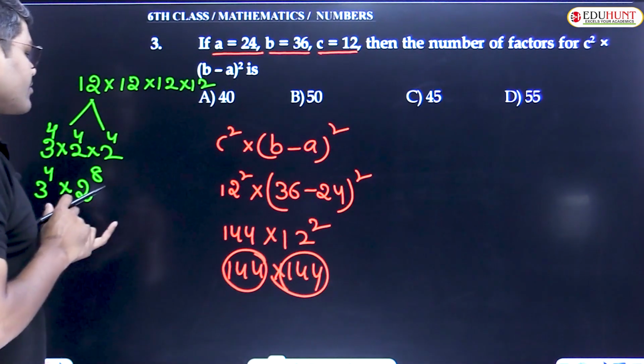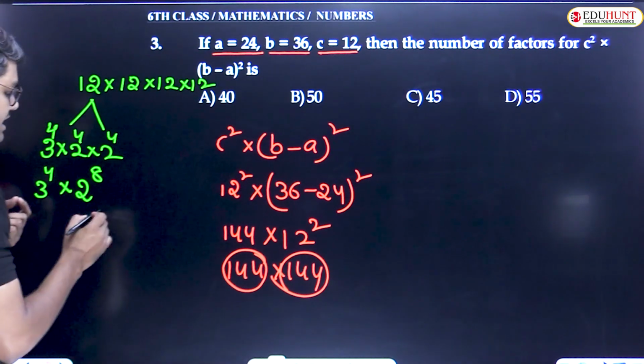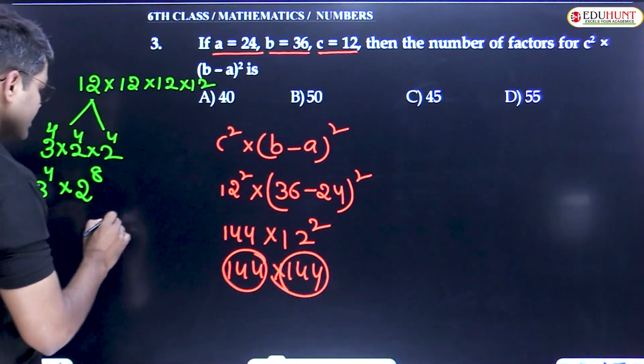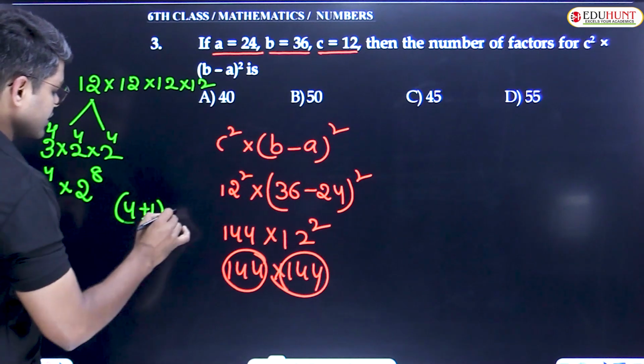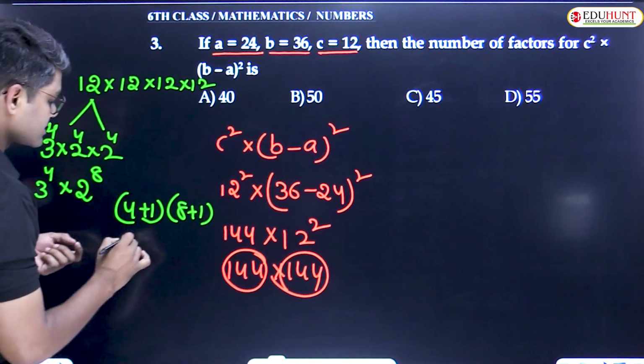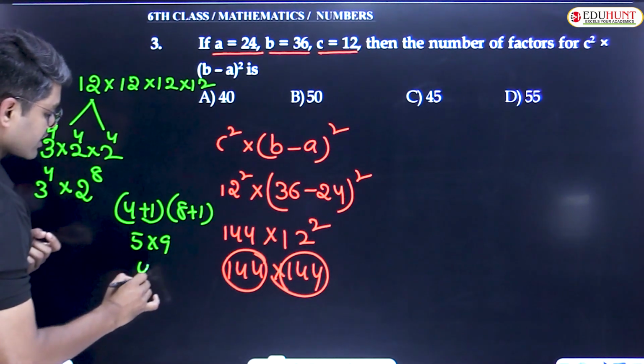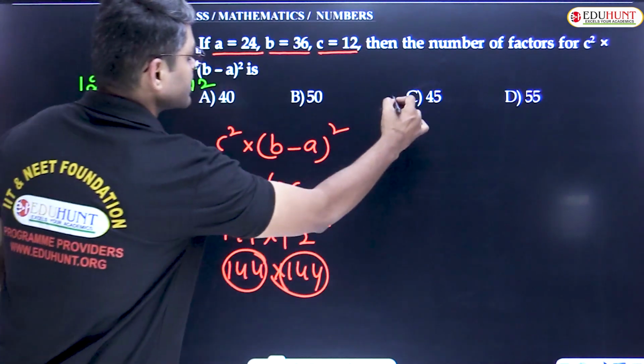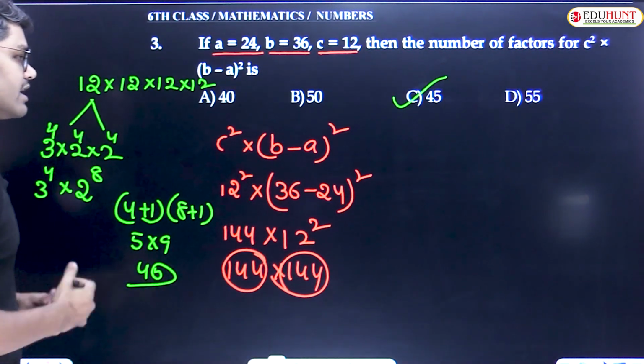Now to find the number of factors, we take the exponents, add 1 and then multiply. That means 4 plus 1 into 8 plus 1. That is 5 into 9, 45 is the answer for this question. Let's move on to the next one.